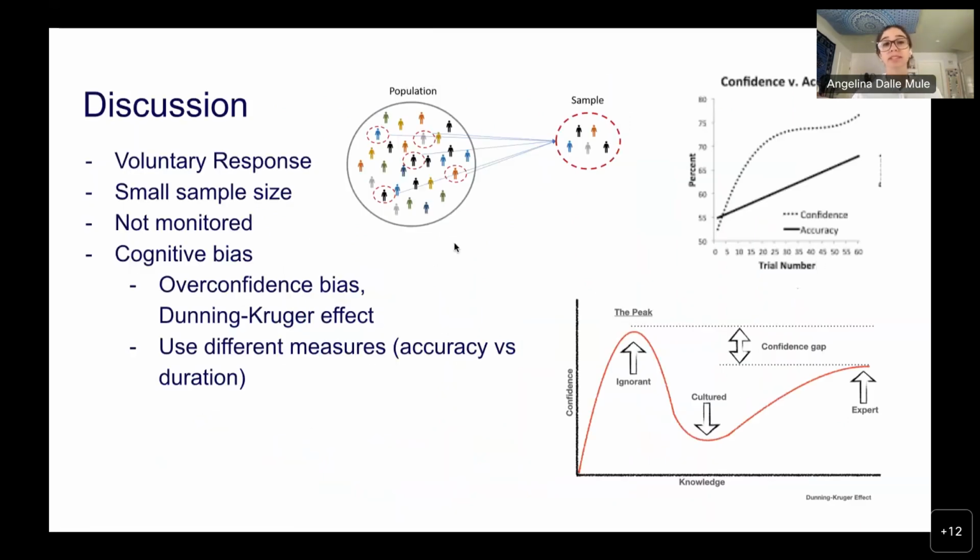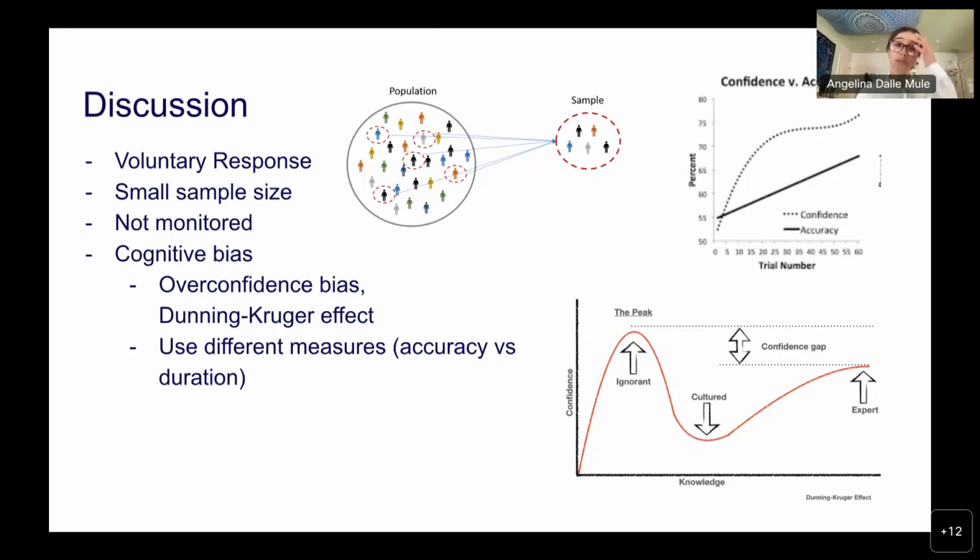So for a little bit of discussion. A lot of errors could have been done in this study. One of them is a voluntary response. These people were collected through forums. They were asked to voluntarily participate in the study. There was a relatively small sample size of 120 people. It was not monitored, so people did this in their own homes. There could have been technological difficulties.